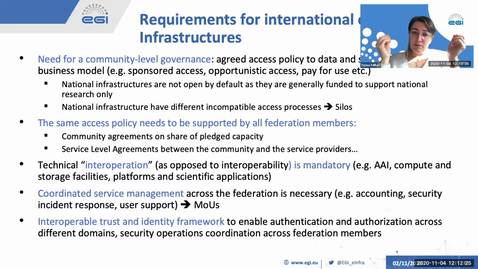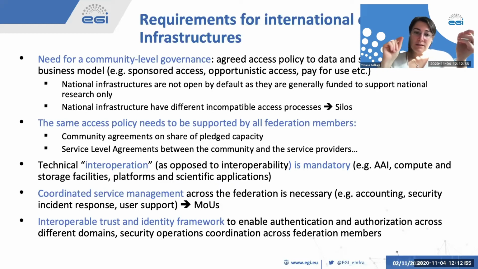Collaborations are also enabled by seamless access policies, and across all the federation members, these policies have to be agreed. For example, there must be pledged capacity, which is agreed. This is particularly important in computing because computing is depletable. So we cannot support infinite number of users, so there must be agreed capacity allocated by the providers to the user communities. We need service level agreements, but also interoperation.